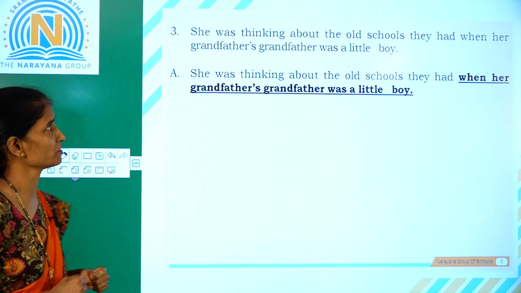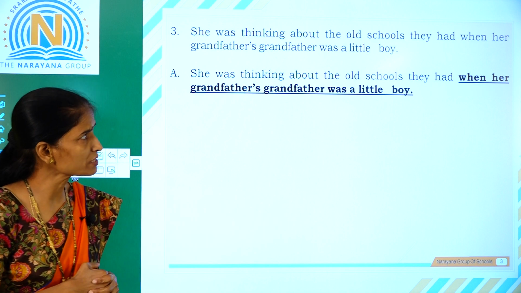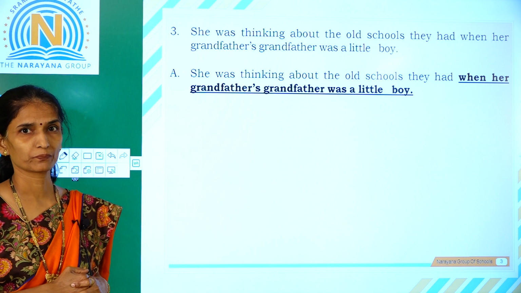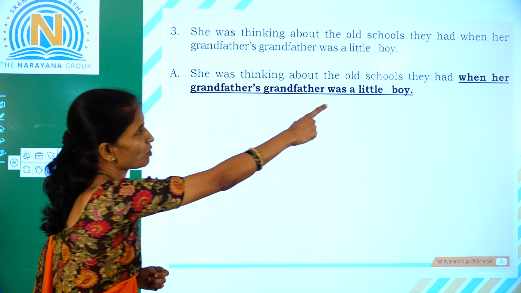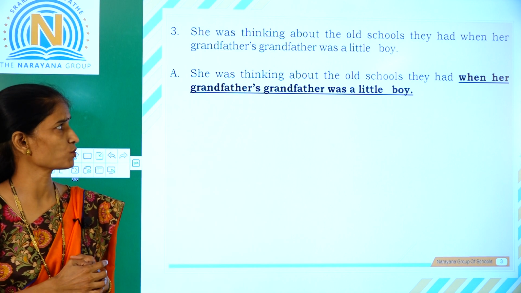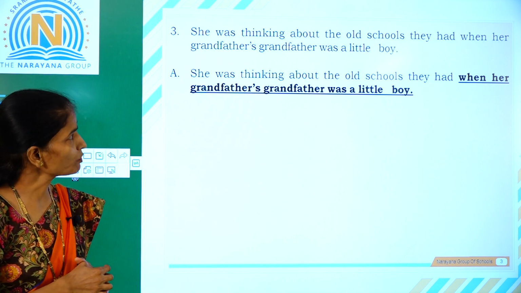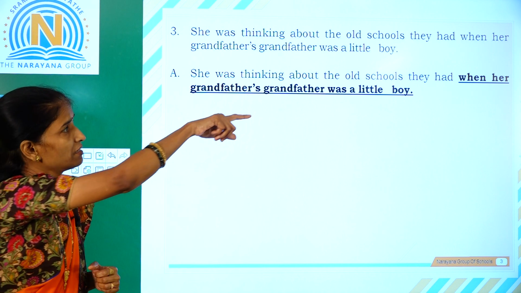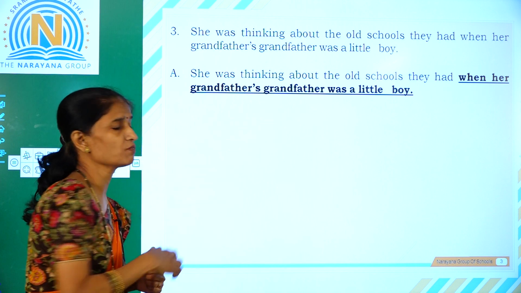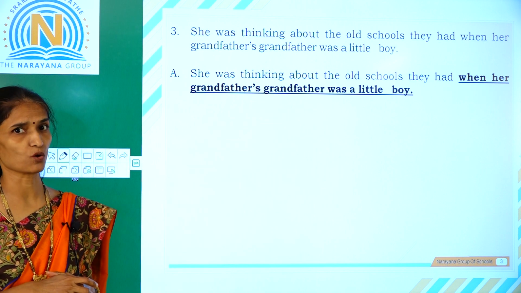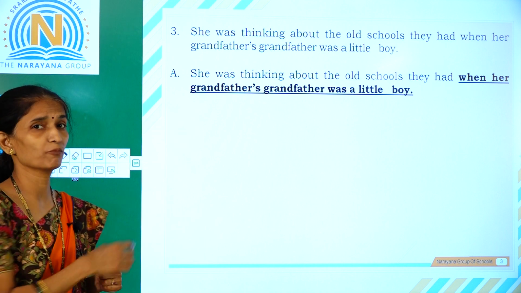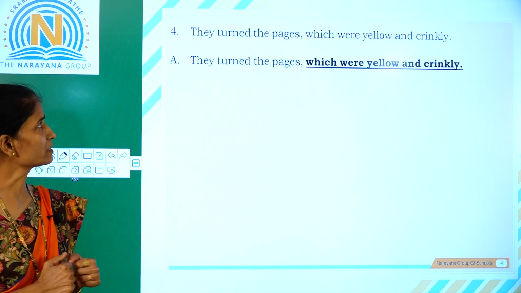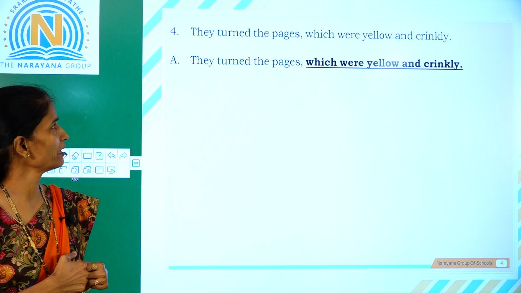Now, the third sentence. She was thinking about the old schools they had when her grandfather's grandfather was a little boy. Okay, so here the relative clause is from when her grandfather's grandfather was a little boy. She was thinking about the old schools they had. The relative clause when her grandfather's grandfather was a little boy is referring to the time when they had the old schools.